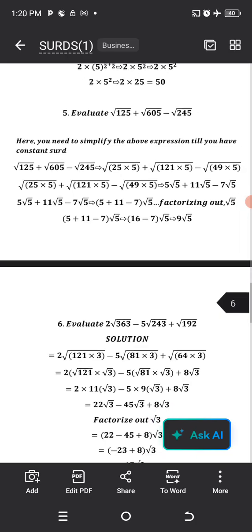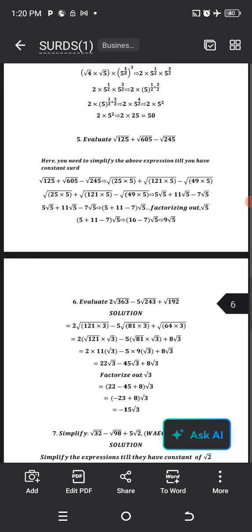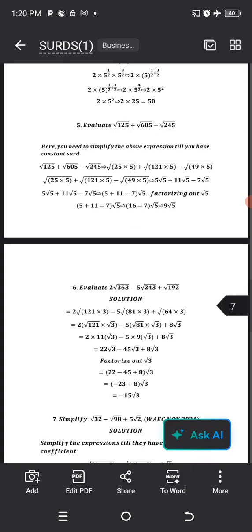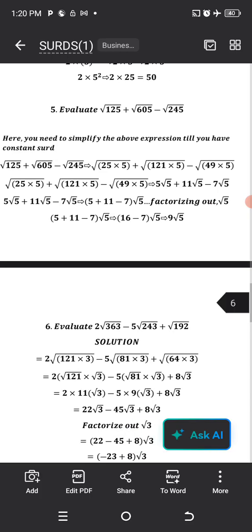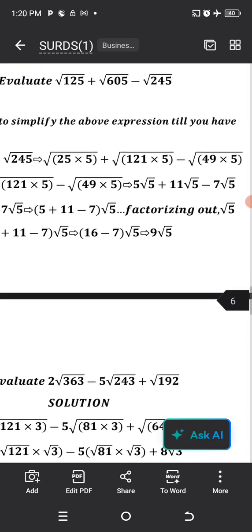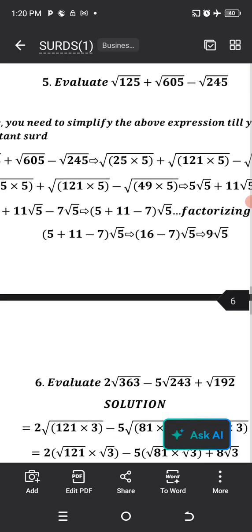So the next thing is what? You split all this expression. Though I did not split, because I believe you should have understood what we have been doing from example 1 to 4. That is why I did not go to the step of splitting again. Once you have 25 times 5, you must know that 25 is a perfect square, which will definitely give you 5. So that is why square root of 25 times 5 is now 5 root 5. Sure you get it now.